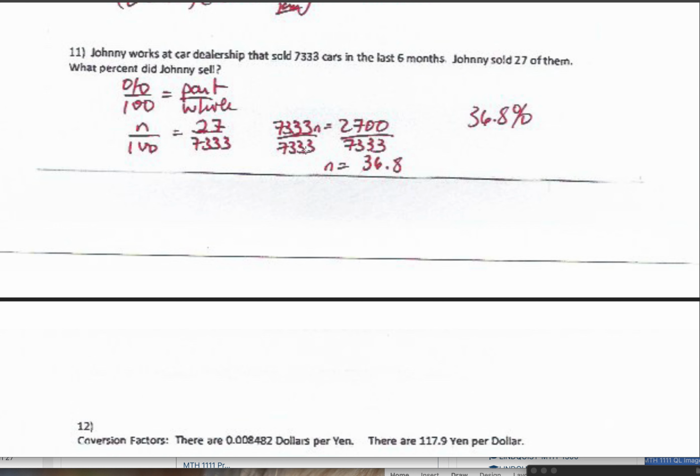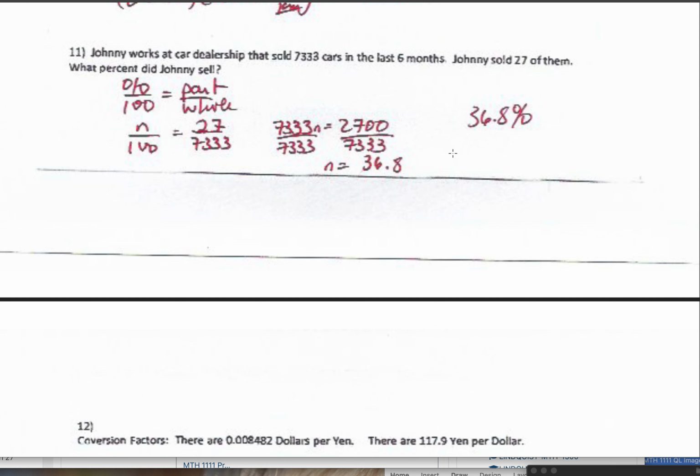I don't think this answer can possibly be correct. I really don't think it's correct. Let me see what I get here. 2,700 divided by 7,333, and that is correct there. Yeah, it's just 0.36%. It's not 36.8%.